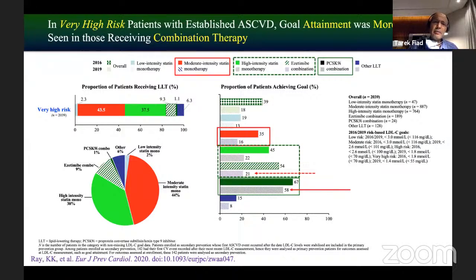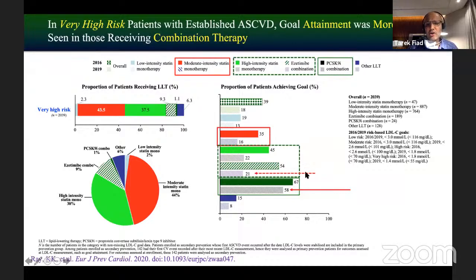Now, let's look at the very high-risk patients. How many were prescribed recommended statin treatment? As a matter of fact, 45% were given only moderate intensity statin. 37%, in green in this pie chart, were given high intensity. Combination treatment, only 9%.